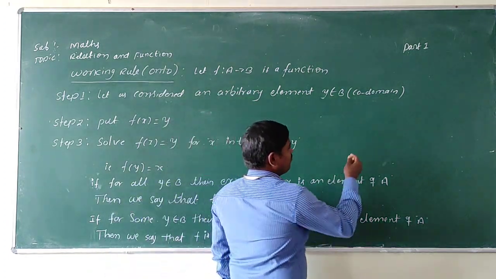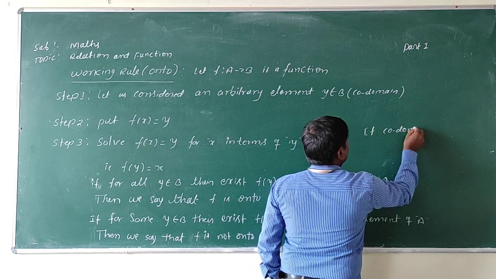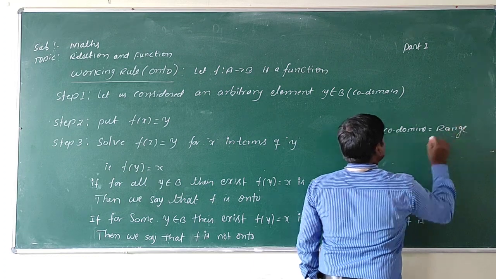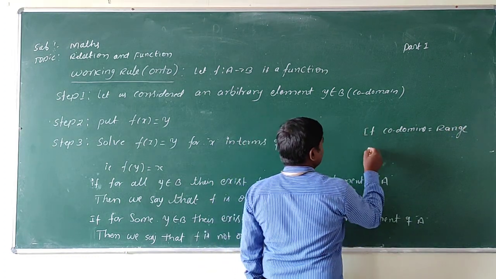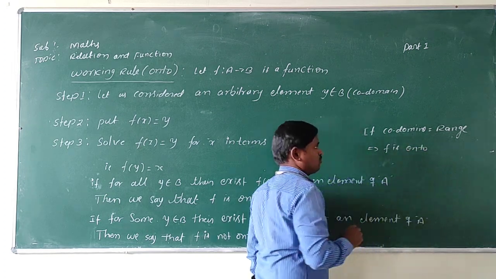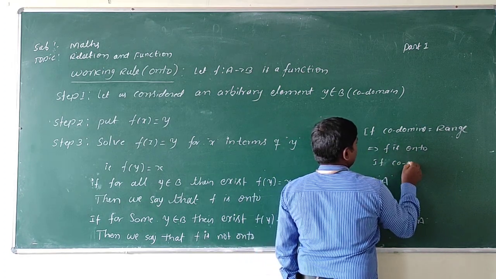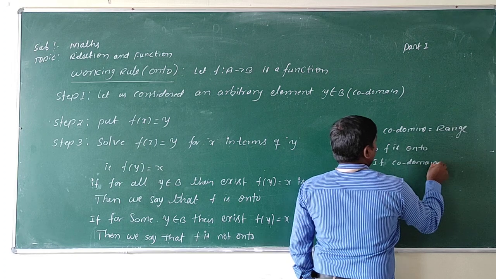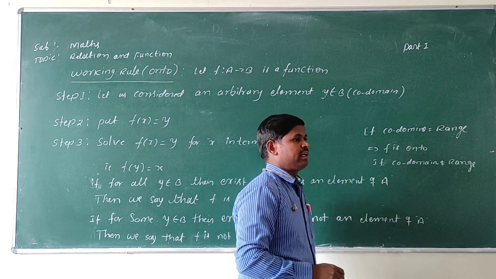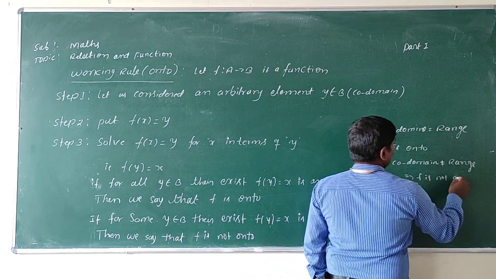That is, if codomain is equal to range, this implies the given function f is onto. Suppose codomain is not equal to range, then this implies f is not onto.